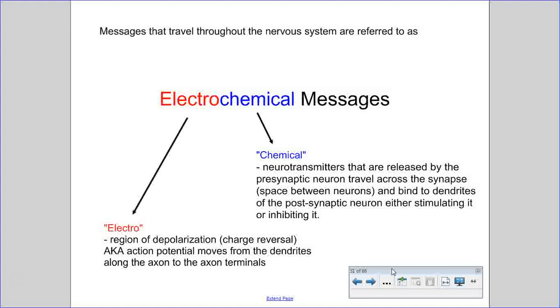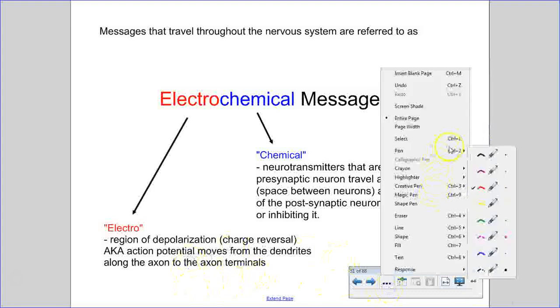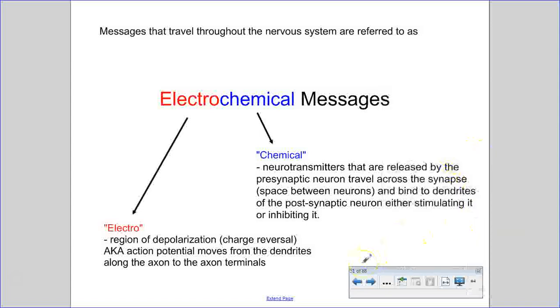So the kind of messages that travel within the nervous system are referred to as electrochemical messages. We've mentioned that before, but now we're going to look at what they mean by it. So the electro part is a wave or region, a wave of depolarization.